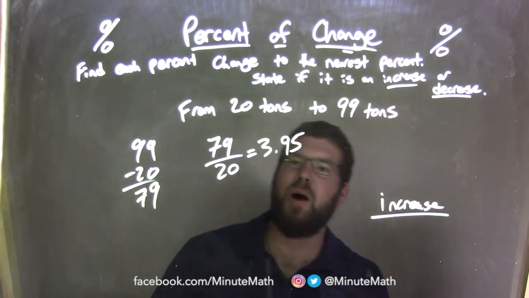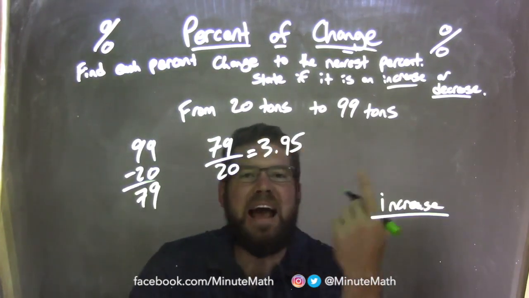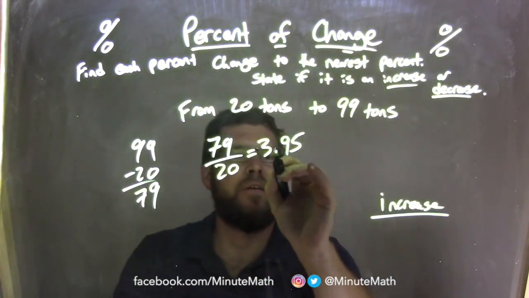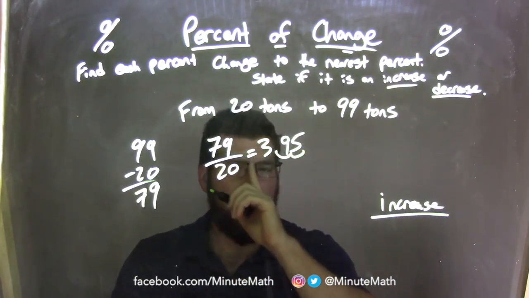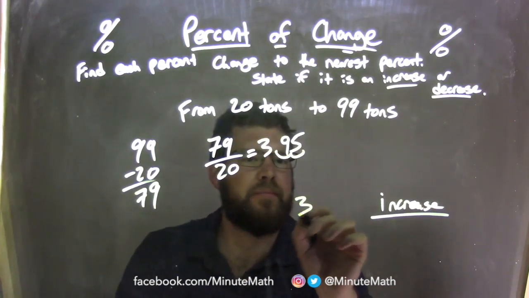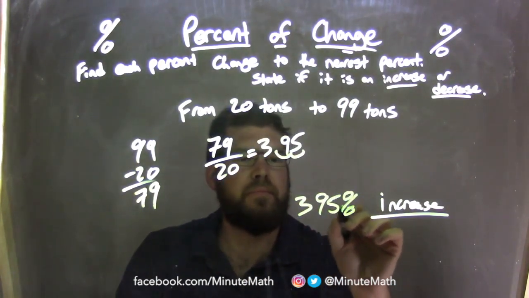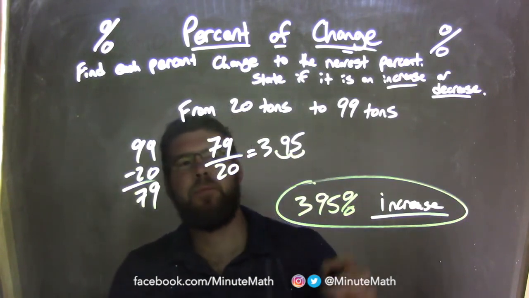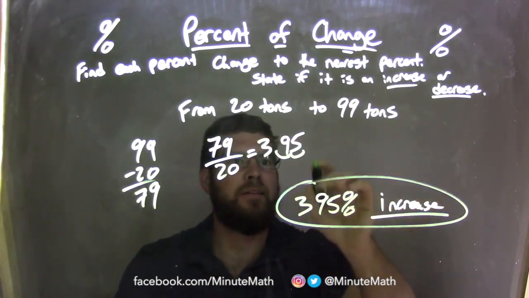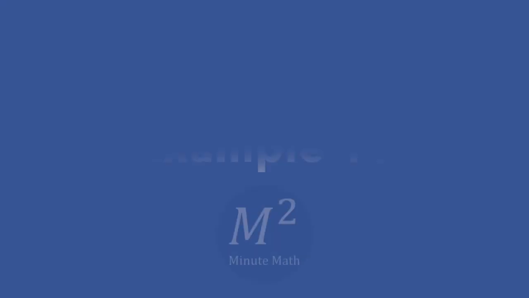3.95. So I want to take that 3.95 and I need to convert that to a percent. It's a decimal, convert to a percent. 2 units to the right. 3.95 comes out to be 395. So we have a 395% increase. There's no rounding needed. It's just zeros from there on out.